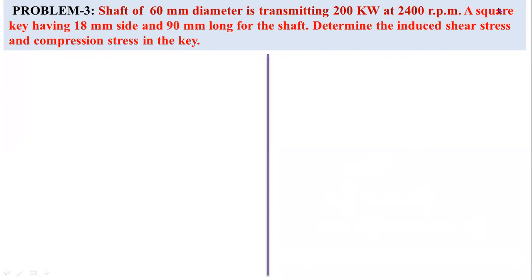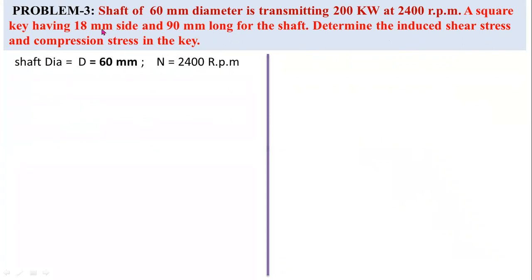Here the key is having a square cross section. So here these are the dimensions of the key. Here 18 mm and 90 mm. 18 mm is the width, 90 mm is the long. That means length of the key is equal to 90 mm. Width of the key W equal to 18 mm. Thickness is not given. Determine the induced shear stress and compressive stresses in the key.